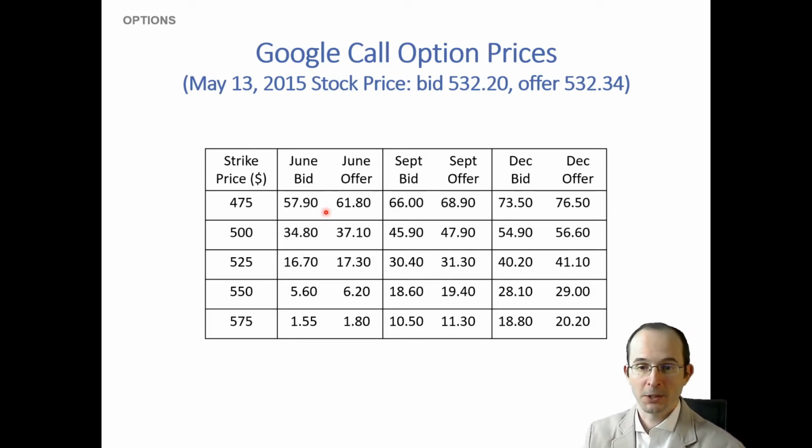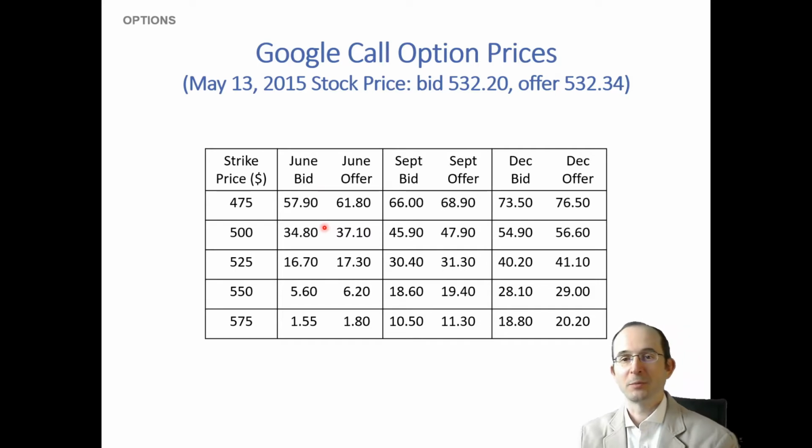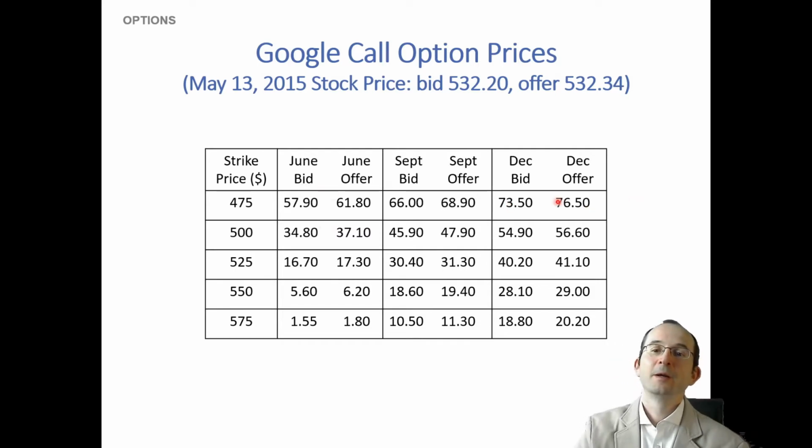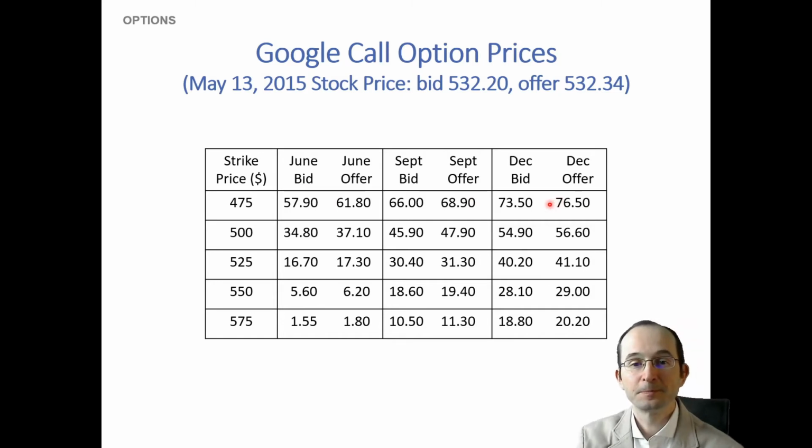In other words, in exchange for buying the right to buy a share of Google at a certain price sometime from now, let's say 1 month from now, or 3 months from now, or 6 months from now, as in the June, September, and December maturities.